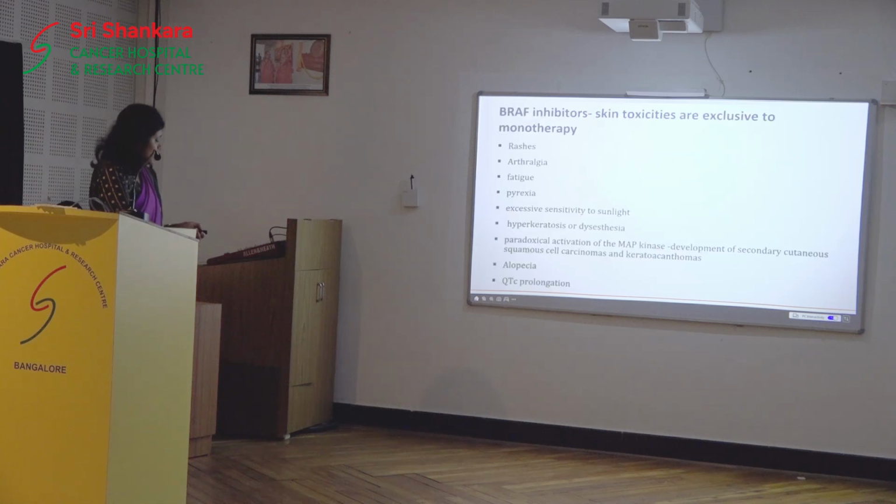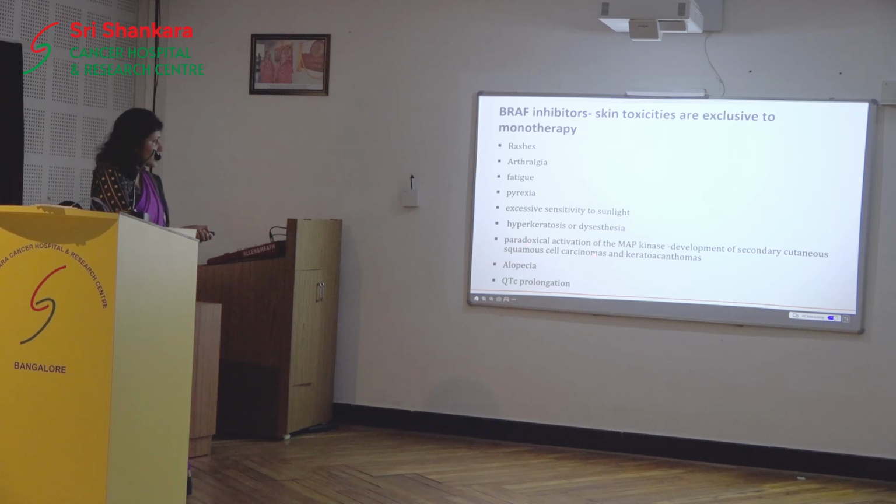V600E mutation. And BRAF inhibitors, especially when we are talking about monotherapy with BRAF inhibitors, they exclusively cause skin toxicity. So rashes, then musculoskeletal, arthralgia, fatigue, pyrexia is known. We have to give specific indications for use of paracetamol or acetaminophen. Excessive sensitivities to sunlight, hyperkeratosis, dysesthesias, and this is the one which I was highlighting.